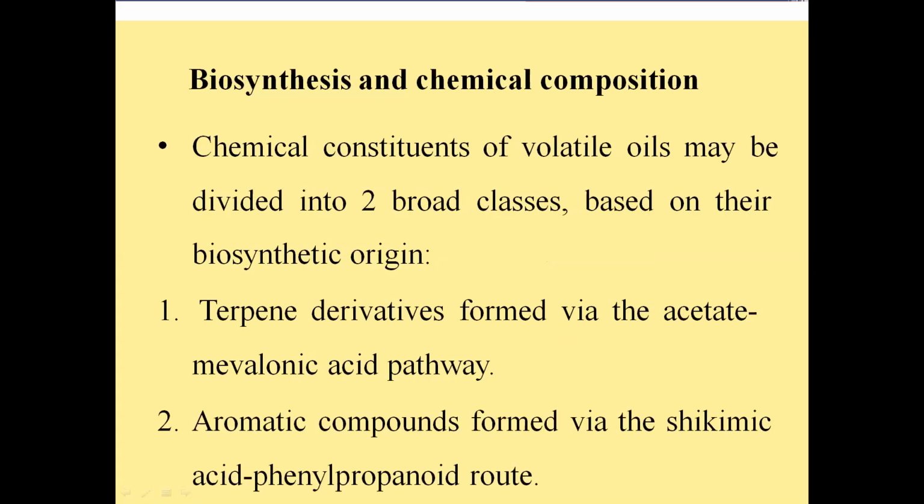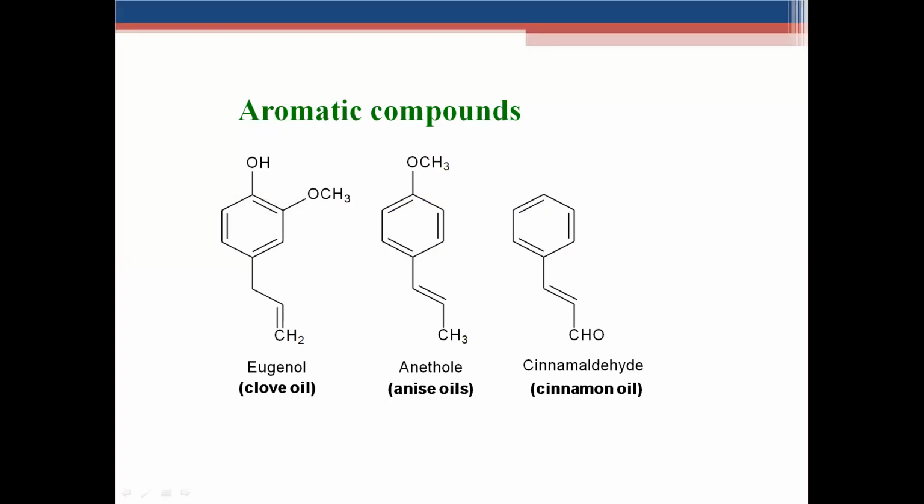Next topic is biosynthesis and chemical composition. Chemical constituents of volatile oil may be divided into two broad classes based on the biosynthetic origin. First one is terpene derivatives, which are formed via the acetate mevalonic acid pathway. Second is aromatic compounds derived via the shikimic acid phenylpropanoid pathway. These are some examples of the aromatic compounds and their constituents. Clove oil contains eugenol as its principal compound. Then anise oil, anethole, and cinnamaldehyde present in cinnamon.